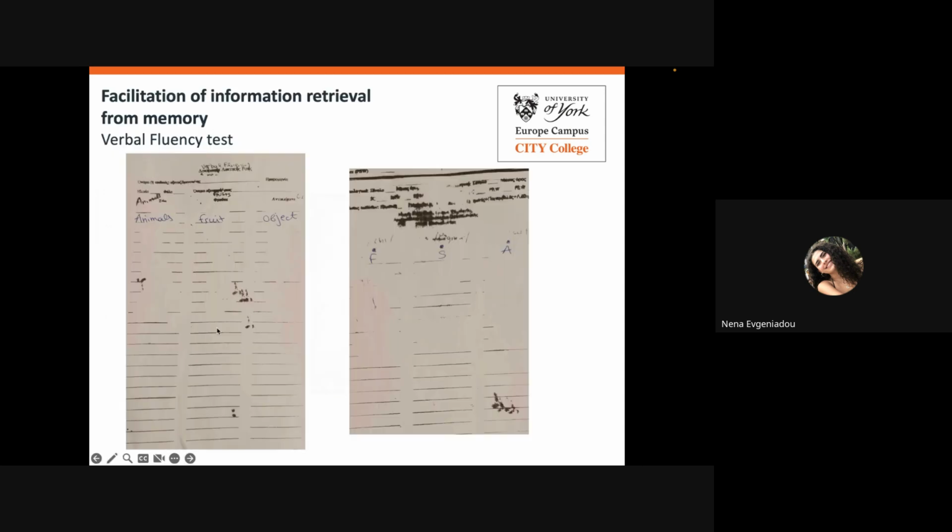And finally, we can use the verbal fluency test, where we basically inform the patient that they have a minute to recall as many animals as they can, or as many fruit as they can. This is an example of a test battery that you can use in temporal lobe epilepsy.